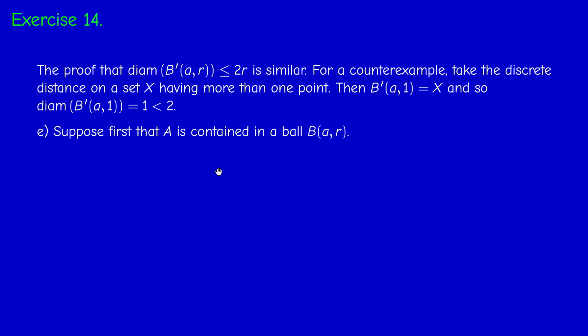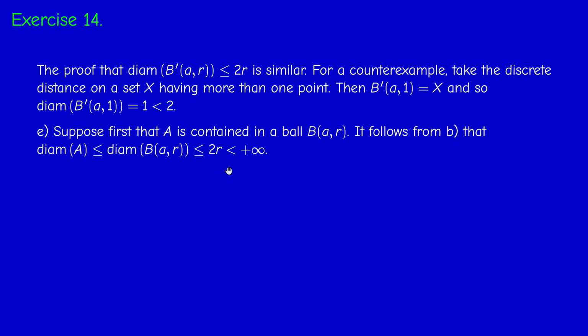Now, question E, we have to prove that a set is bounded if and only if it is contained in a ball. Bounded means the diameter is finite. So we have to prove that the diameter is finite if and only if A is contained in some ball. Now, we didn't specify what we mean by ball, open or closed. It doesn't matter, because if it's contained in an open ball B(a,r), it's contained in the closed ball B'(a,r). And if it's contained in the closed ball B'(a,r), it's contained in the open ball B(a,r+1) or B(a,2r). So contained in a ball.